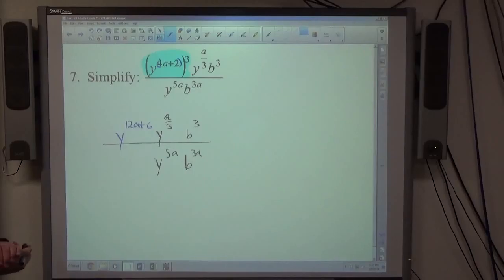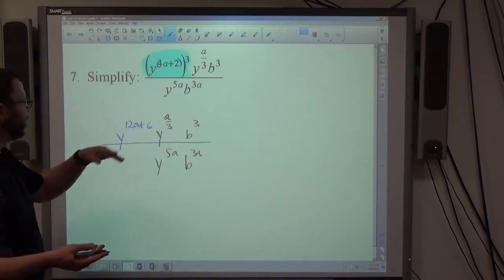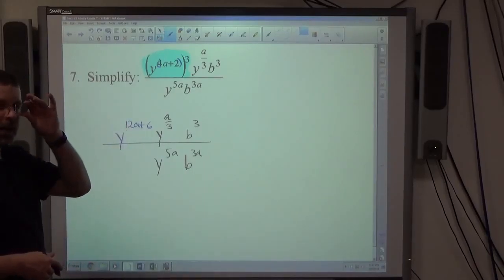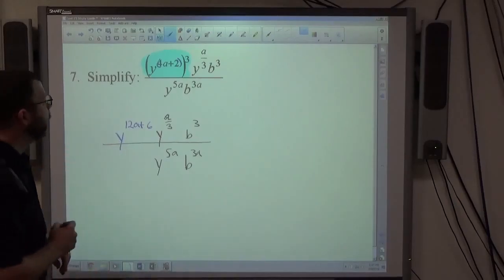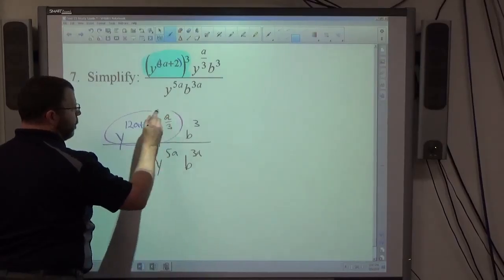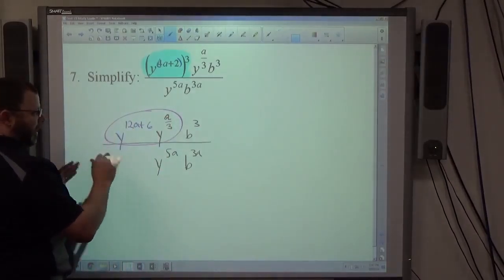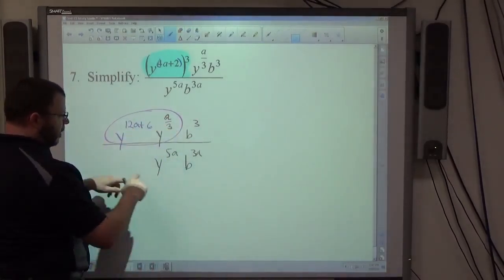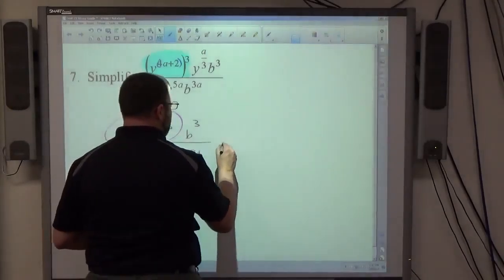Second step. If there's any negative powers, I might want to move them. With these algebraic ones, I probably ignore negative powers. I'll just go ahead and continue on. The next thing I'd probably deal with would be if I have the same letter happening. So the y and y on top are the same letter. Everything else, b is different than anything else on top. Y and b are different on the bottom.